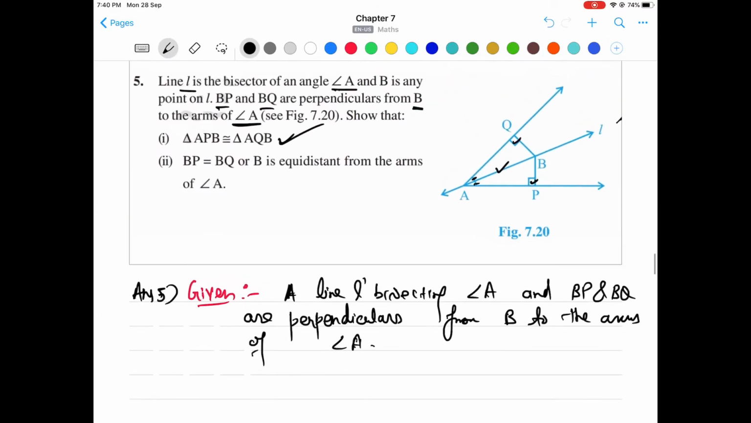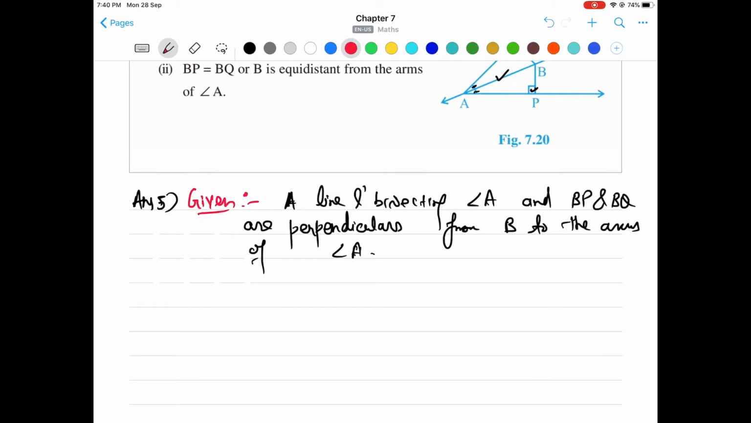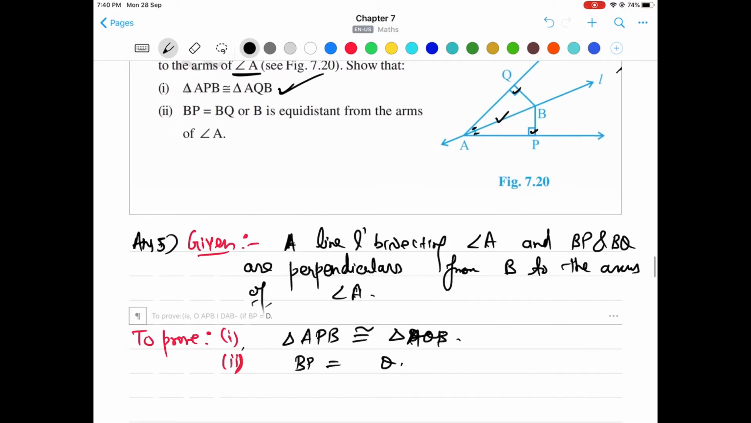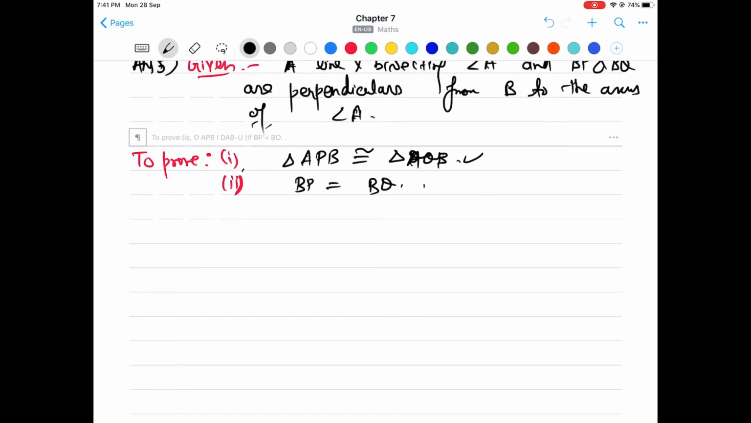We have to prove two things here. First, we have to prove triangle APB is congruent to triangle AQB. Second, we have to prove that BP is equal to BQ. Once we prove that these two triangles are congruent, then by simplicity they will be equal. So let's start the proof of part 1.